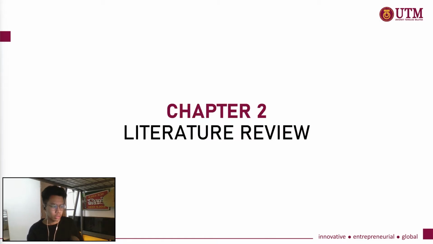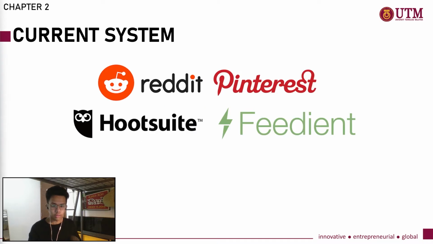So chapter 2 is literature review. So comparing to current system, there are not currently many existing systems that are quite similar to my proposed solution. So the best idea is to analyze already successful social media platforms and then try to improve on what they have done.